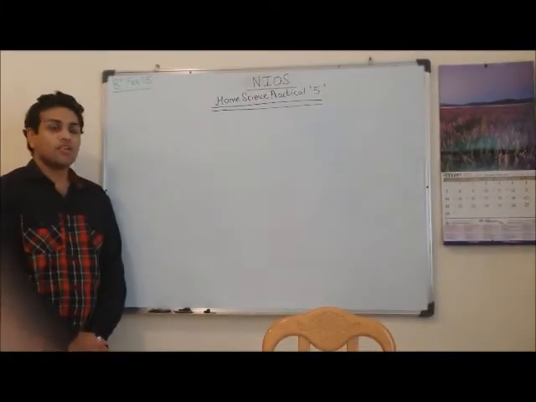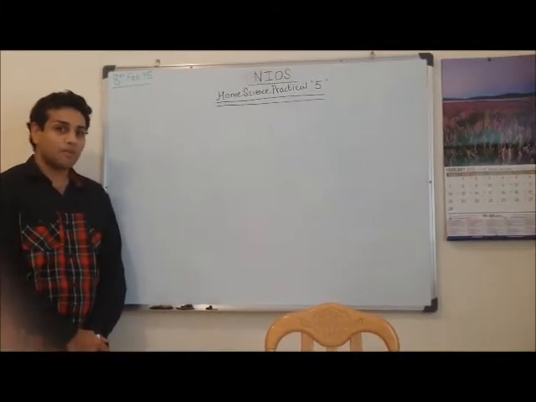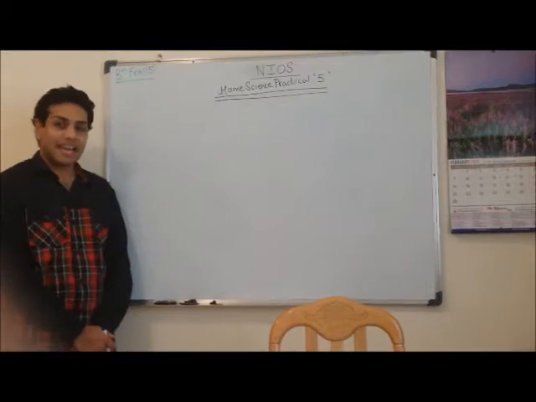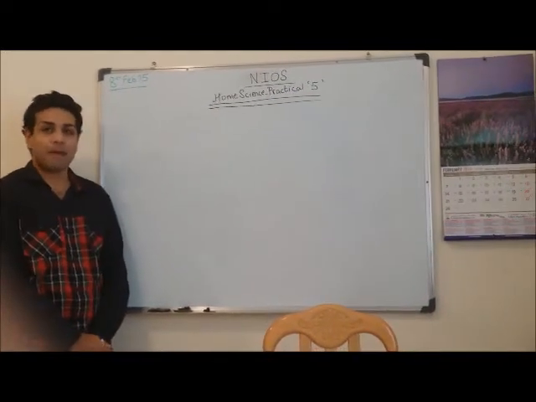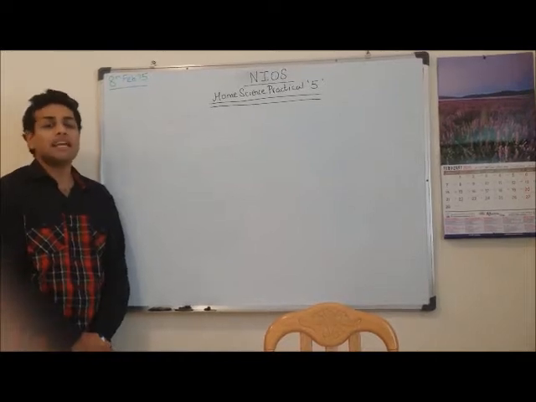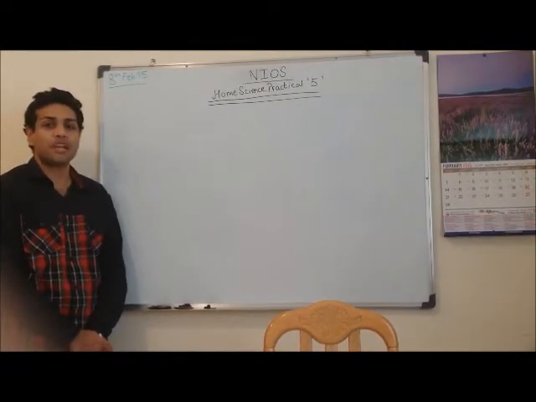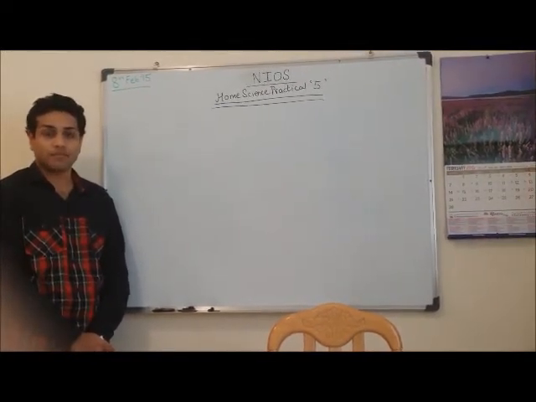Hi dear students, today we will be doing the NIOS Home Science Practical number 5, and it is about recording the steps in the process of management of a family function. Here let us choose that the family function should be a wedding party.